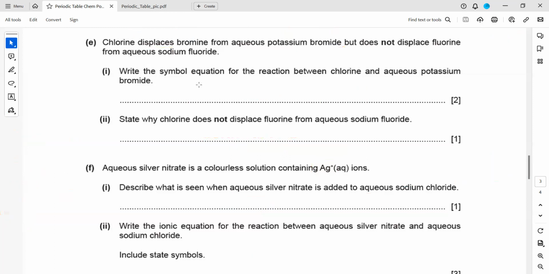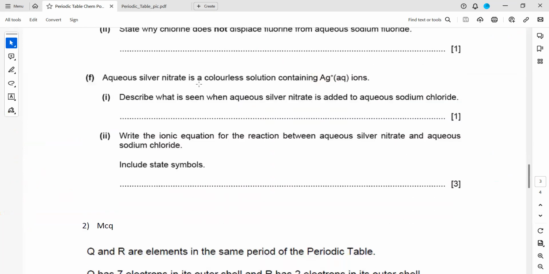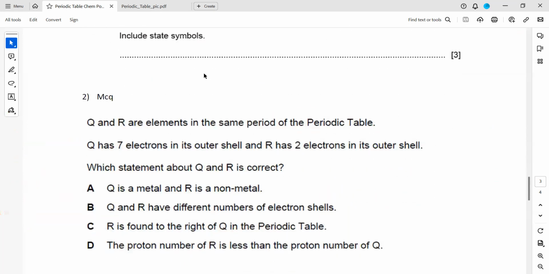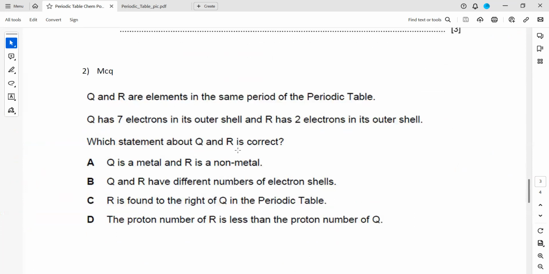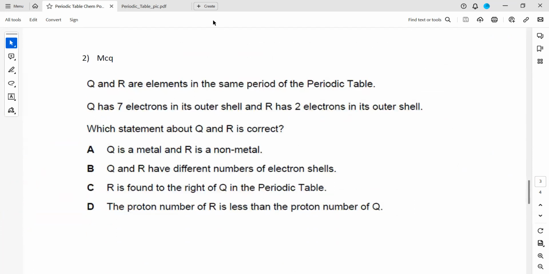This is a very important part in periodic table chapter. You will find similar questions every time. Question 2 is the multiple choice question. Q and R are elements in the same period. So when we say elements in the same period, it means they will have the same number of shells. If we say elements in the same group, then they will have the same number of outer shell electrons.